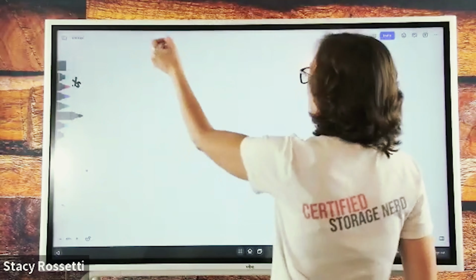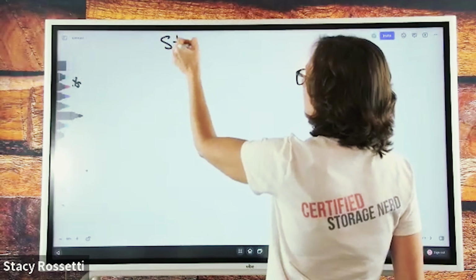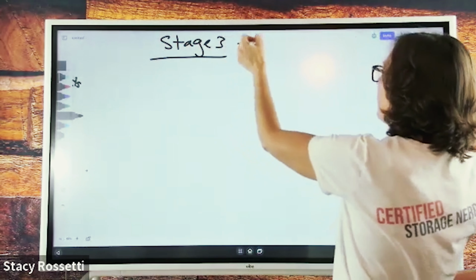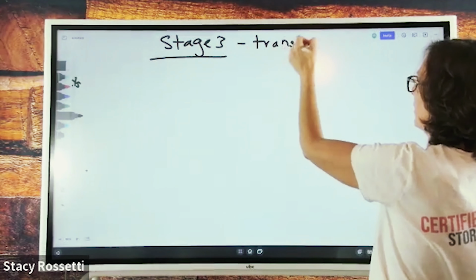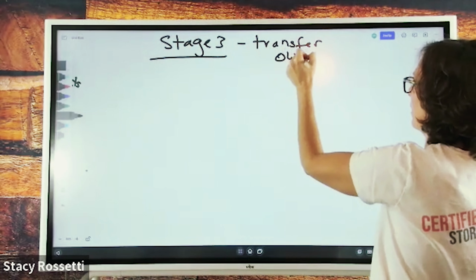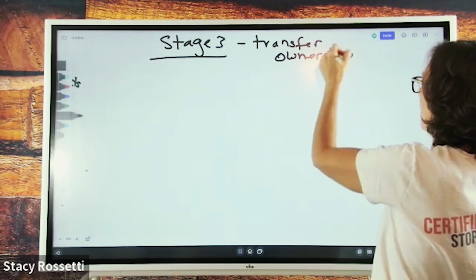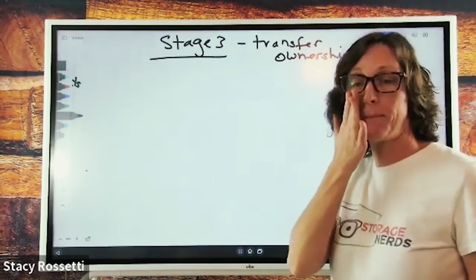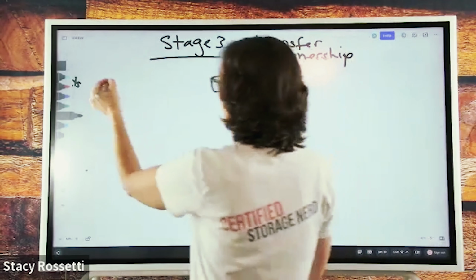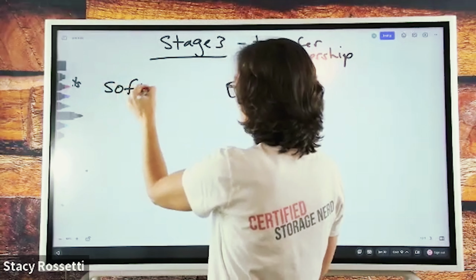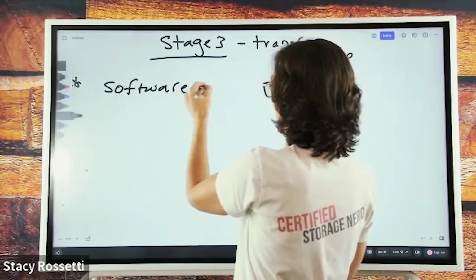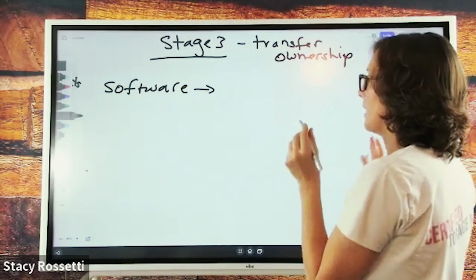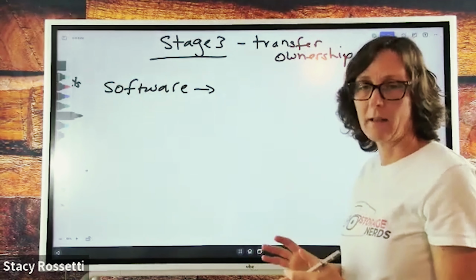Stage 3 is, remember, transfer ownership. Okay, so now we're going to transfer ownership. All right, we have our software set up, and so now we own the facility.